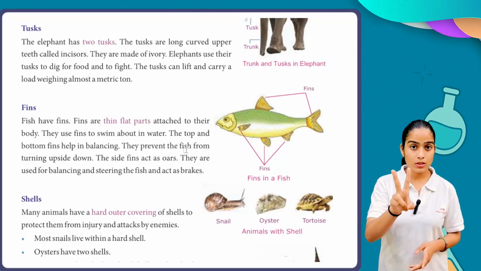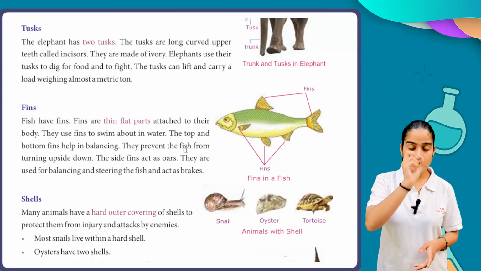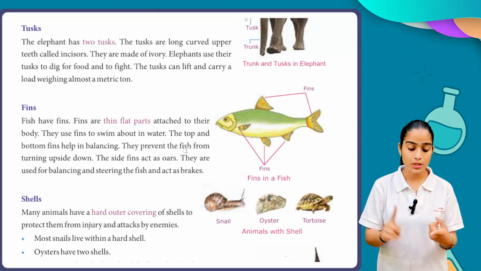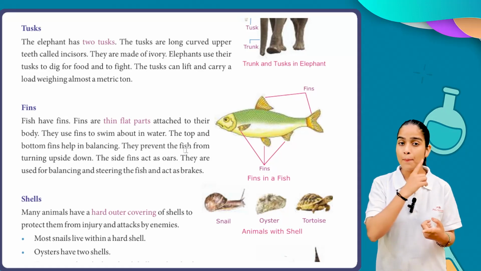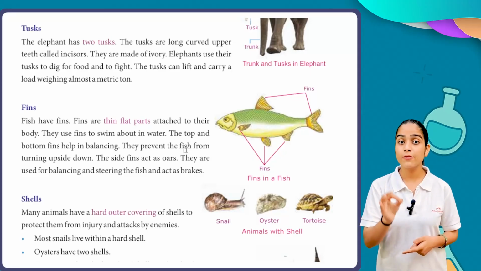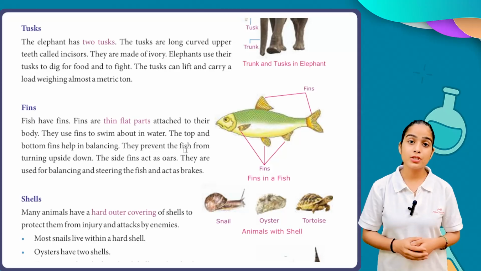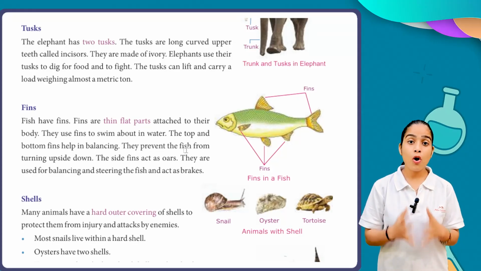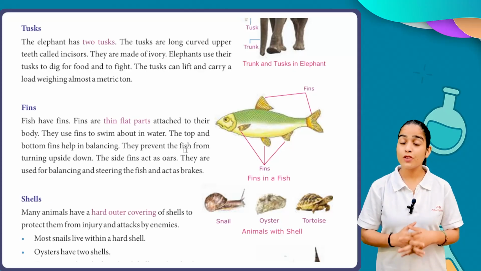The elephant has 2 tusks. One is straight and the second one is curved. With the help of these, they can protect themselves. They can fight with other animals. They can get their food. And the upper tusk is referred to as incisors, and they are made of ivory. With the help of these tusks, they can hold a metric ton of weight. So it is very, very heavy.